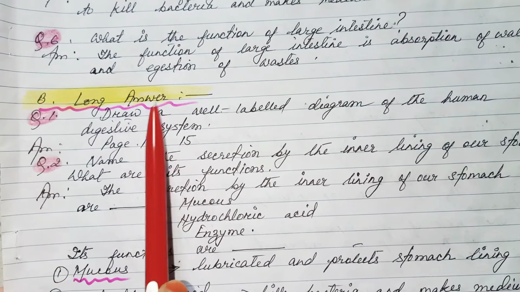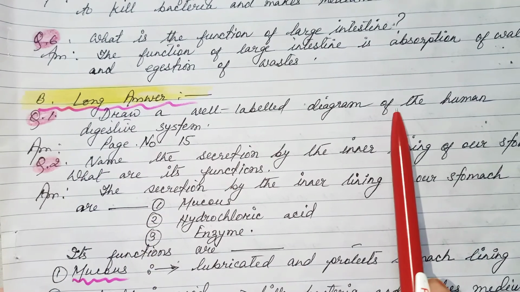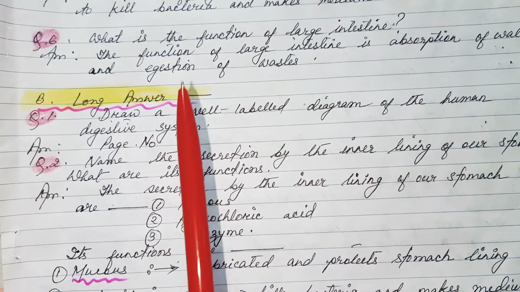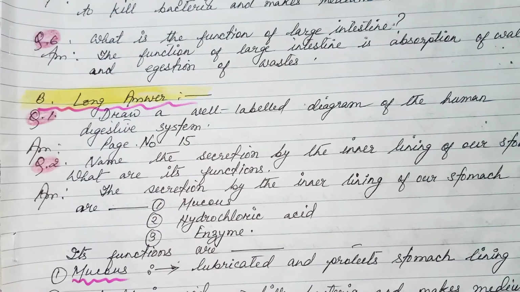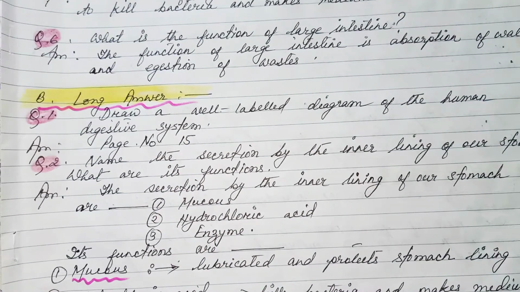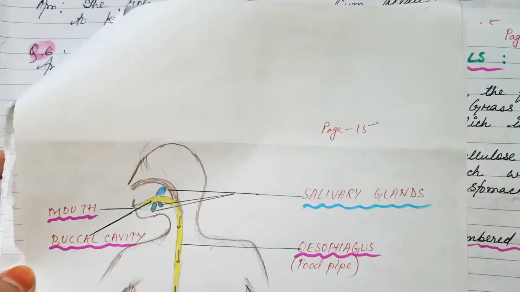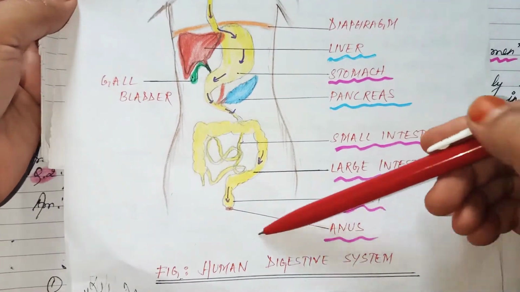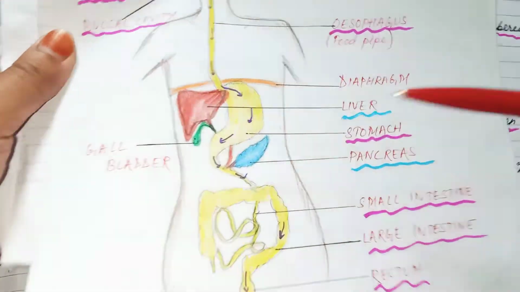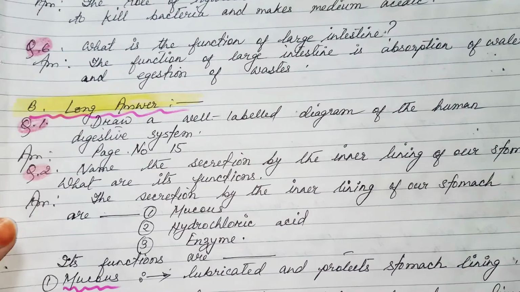Then B, long answer. Question number 1: draw a well-labeled diagram of the human digestive system. This answer is on page number 15. So here, this is page number 15. This whole diagram, the human digestive system, you have to draw in your copy for this answer.